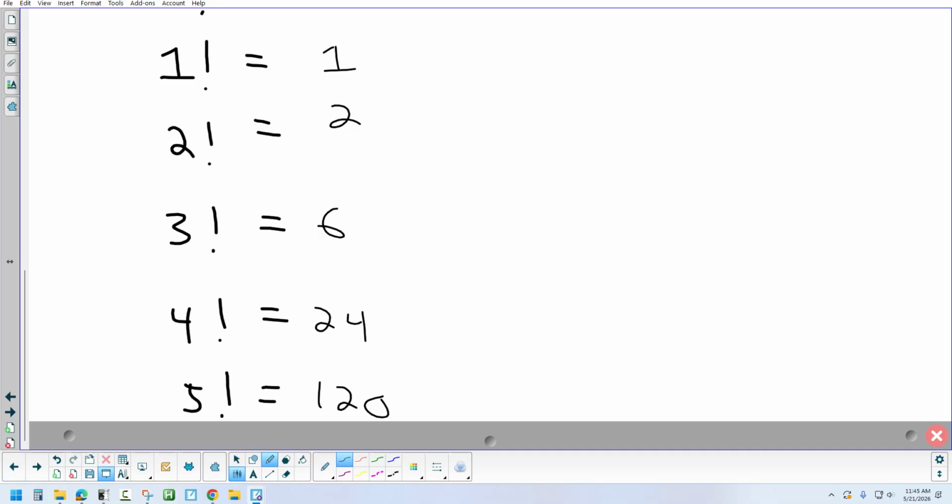Now, we don't do decimal factorials. You can try typing it in. It gets a little different. So we're just going to talk about doing it with integers.